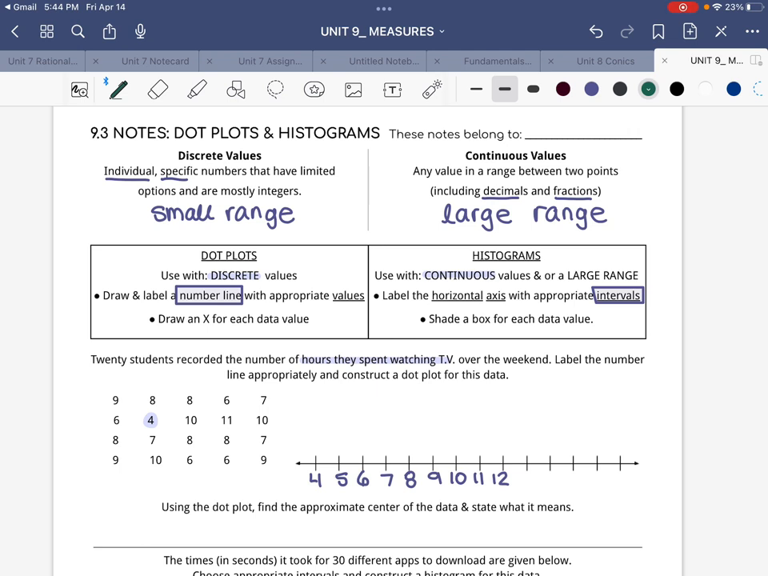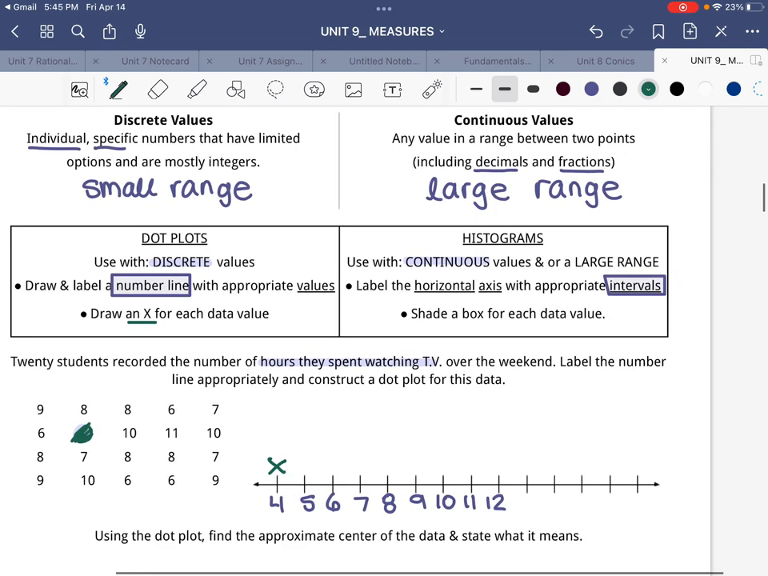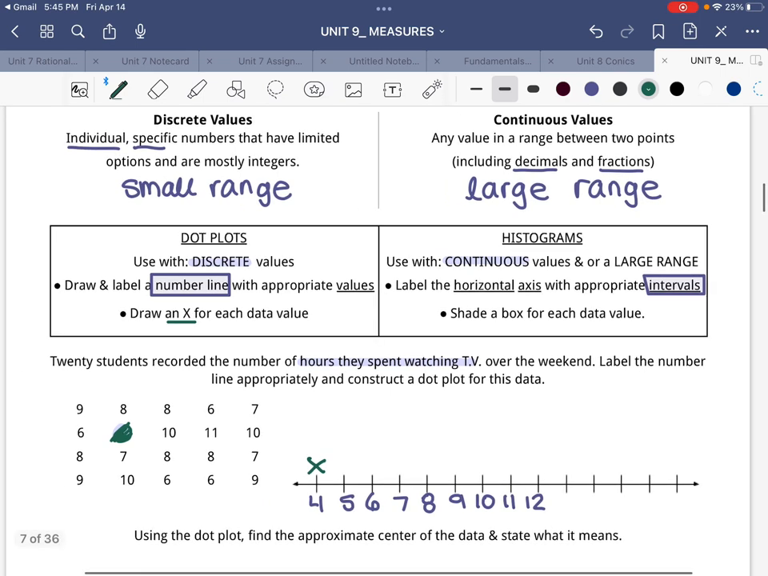Then what you do is you draw an X for each data value that you see. For example, there's only one 4 on here, so we're going to write an X above the number 4 and then cross it out. Then I'm going to look for the number of 5s, which I don't actually see any, so I'm going to skip to 6s, and I see 1, 2, 3, 4 6s, so I'm going to draw 4 X's above the number 6. Now try and make them in a straight line and try to keep them about the same size.